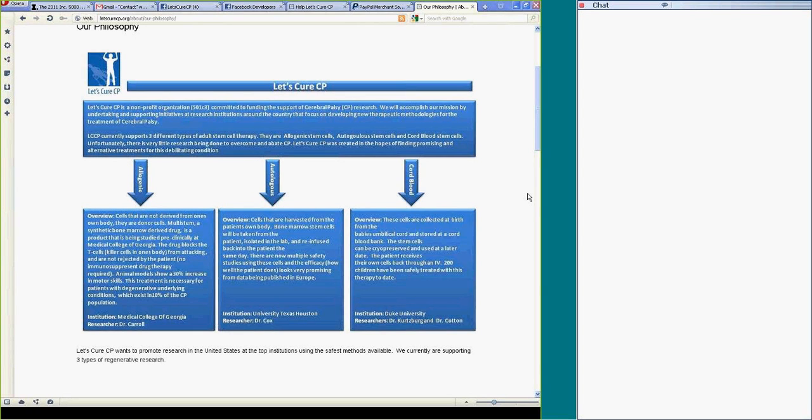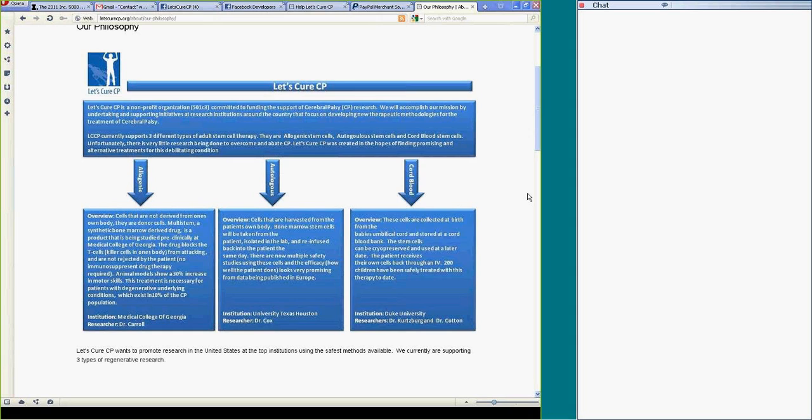So the patient's getting his own stem cells. It's very clean, efficient, and it doesn't require any immunosuppressants, and the patient is getting their own cells.